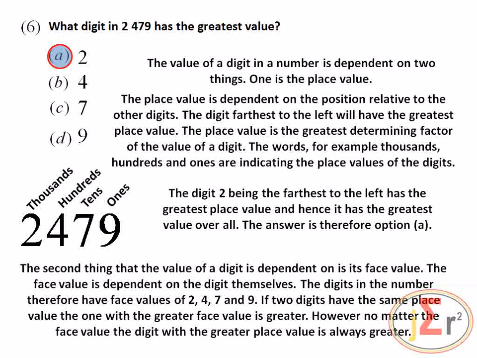However, what do we have in our statement here? If two digits have the same place value, the one with the greater face value is greater. However, no matter the face value, the digit with the greater place value is always greater.